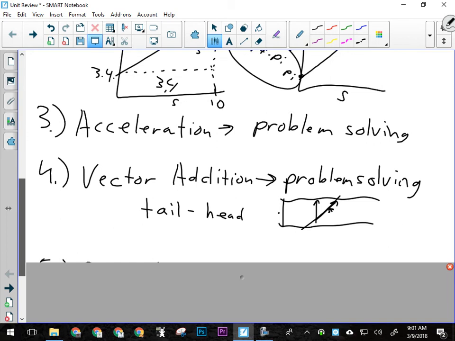All right, so there'll be some vector addition questions. Remember that we always add our vectors tail to head. Draw the x and y components, solve for x's and y's.